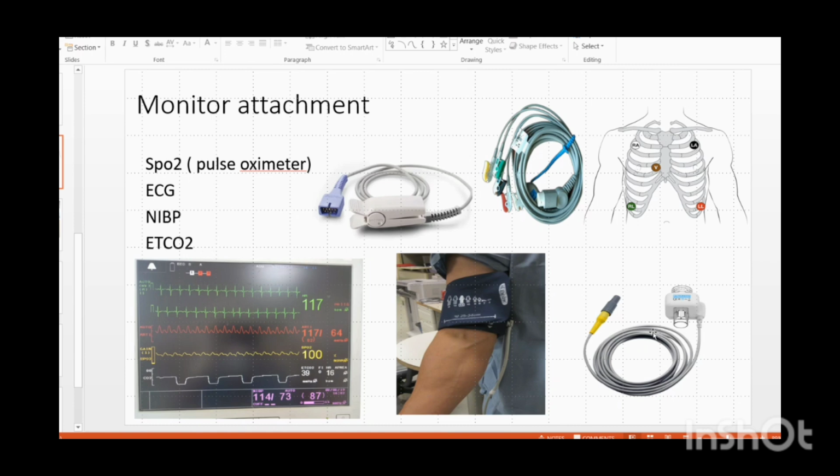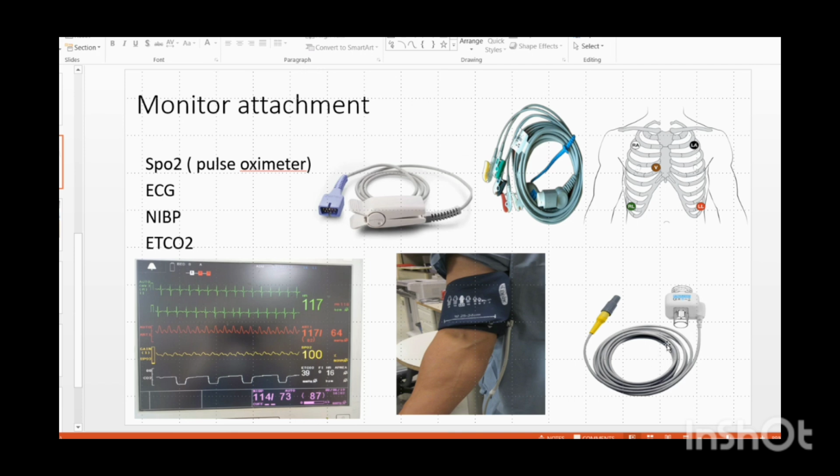And next is ETCO2. You can see this cable, which is attached between the circuit and the airway, the endotracheal tube. What will this equipment do? This will measure end tidal carbon dioxide volume. It will measure how much carbon dioxide is eliminating from the lung.